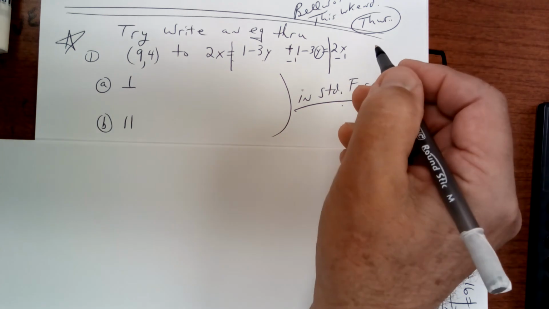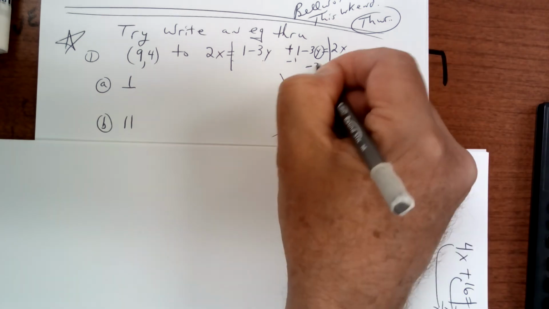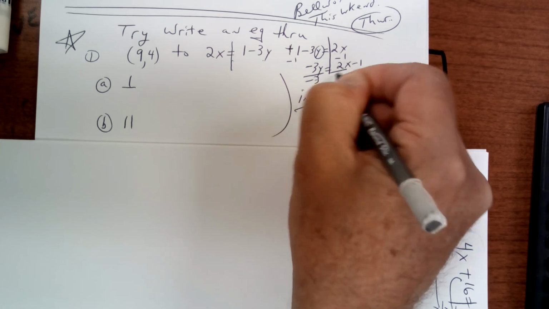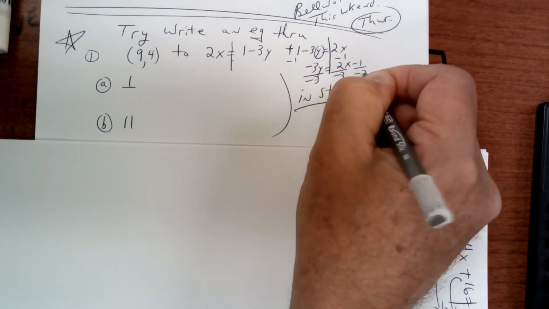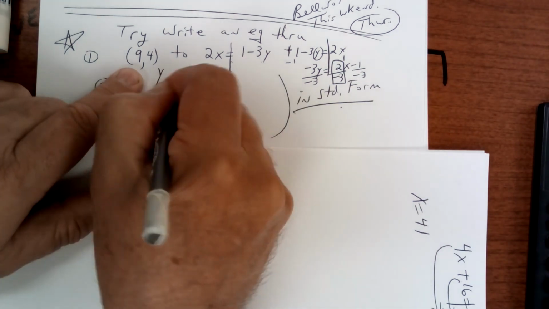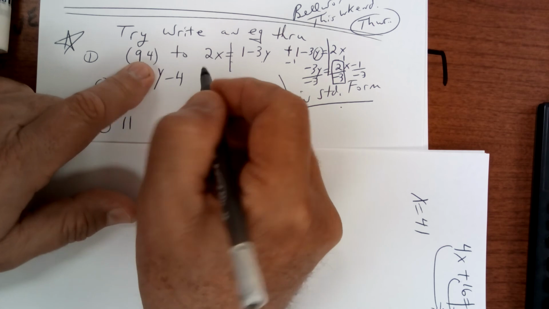So I'm going to get negative 3y is equal to 2x minus 1. I'm going to divide by negative 3, and my slope is right here. And that's all I want is the slope. So it's going to be y minus the second one, which is my y, is equal to my slope.